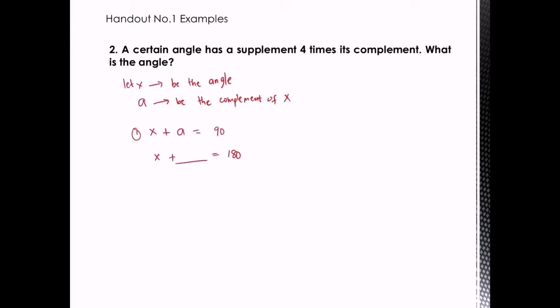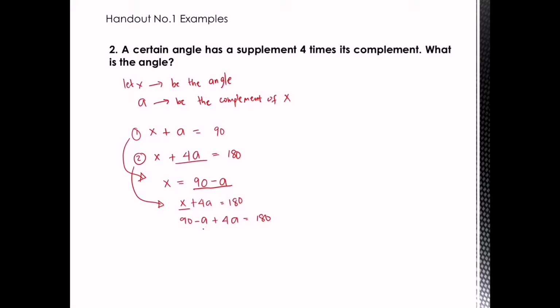So what is the supplement of x? The supplement of x is 4 times its complement. Right? So its complement is a. So, 4 times its complement, so 4 times a. So, this is our second equation. So, from the first equation, we will transpose a so that the other side of the equation will be equal to x. So, this is now x equal to 90 minus a. And then, from the second equation, we will substitute x, that is x plus 4a is equal to 180. So we'll substitute x with this value, 90 minus a plus 4a is equal to 180.